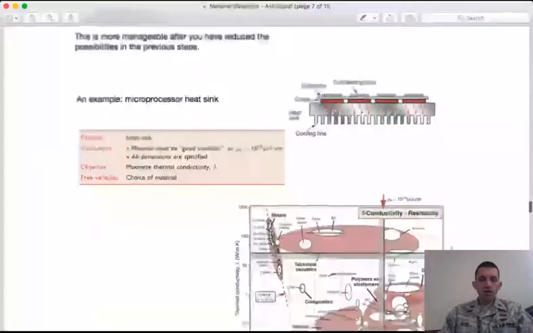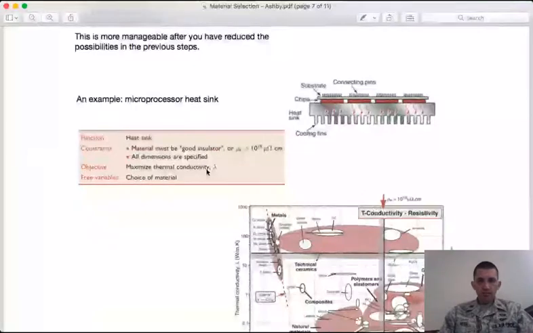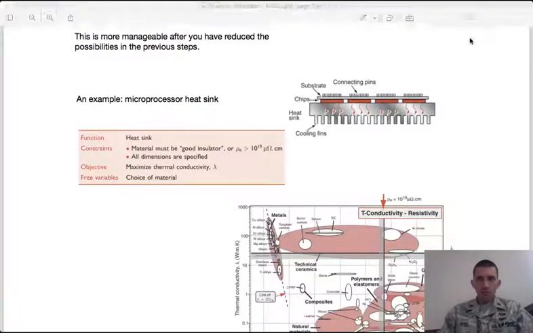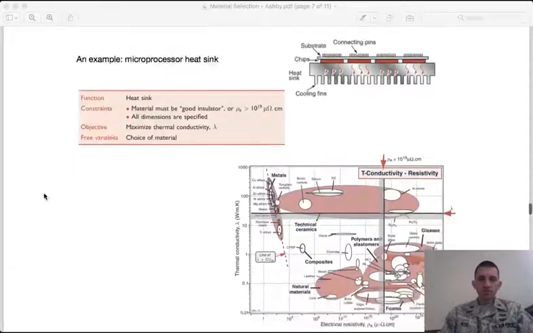Okay, and so let's see here. I have a couple of examples of doing this sort of process for some applications. The first is relatively simple. It's a microprocessor heatsink, right? So microprocessors have current flowing through them that creates heat and degrades the performance, and so you want to get rid of that heat. And so you attach it to a heatsink. What do you make that heatsink out of?